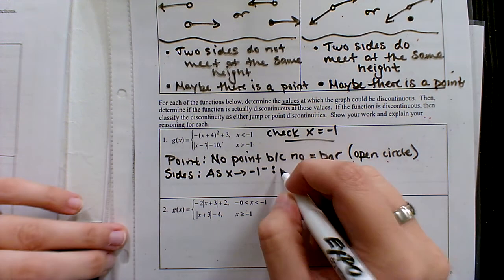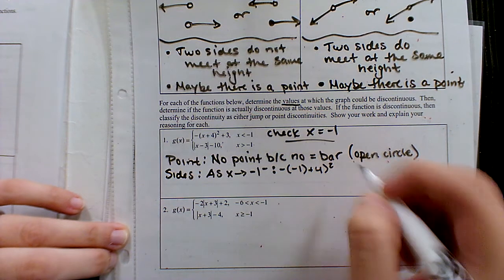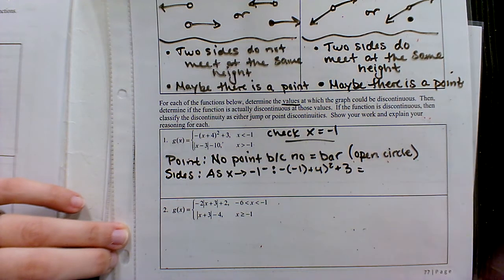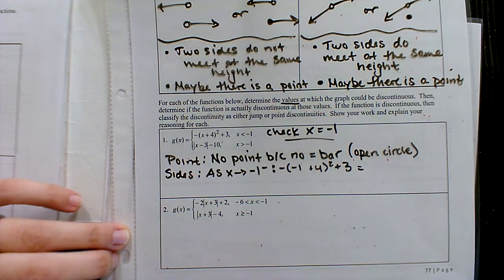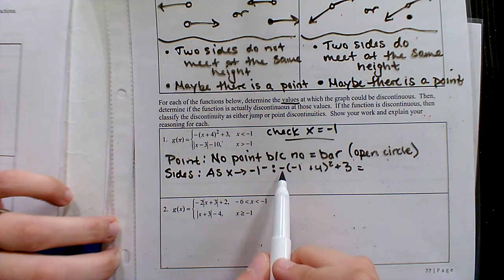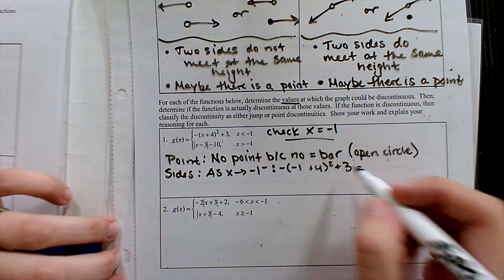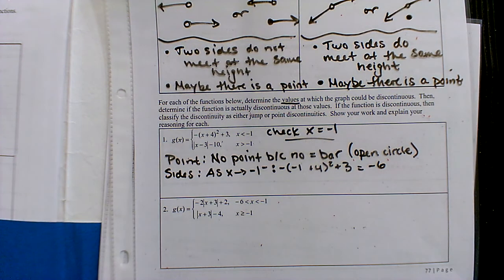Okay, so let's plug in -1 into the first equation. -1 plus 4, we got 3. 3 squared is 9. Negative out front becomes -9. Plus 3, we have -6.